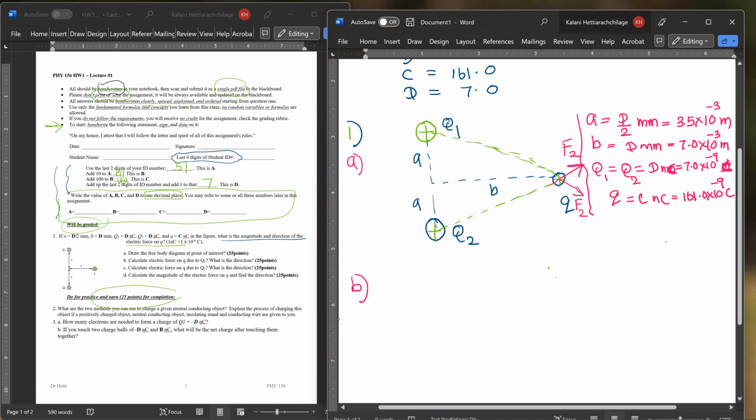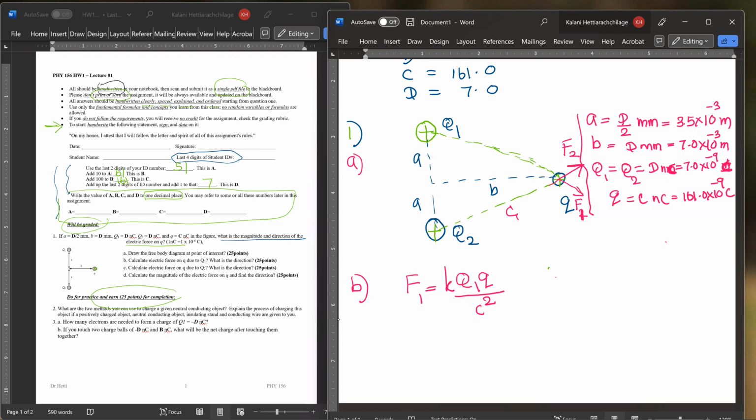So now let's do part B also. Calculate the electric force on Q due to Q1. What is the direction? So now we need to calculate. I'm supposed to write F1, and we need to calculate F1. We know it is Coulomb's law, right? So F1 will be equal to the Coulomb constant times the charge of Q1 and the charge of the point of interest, divided by the distance between these two charges, which I'm going to label as C, to the power 2.